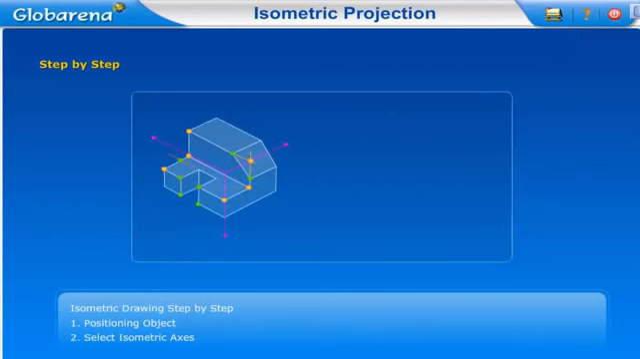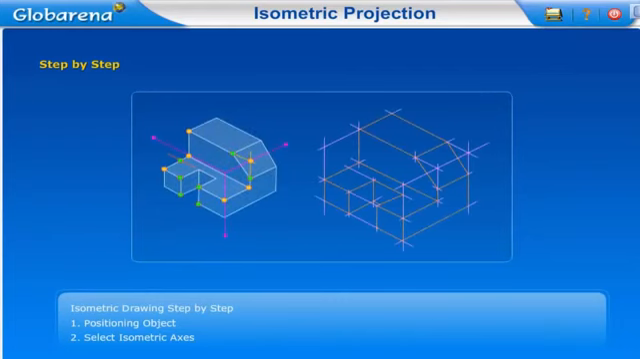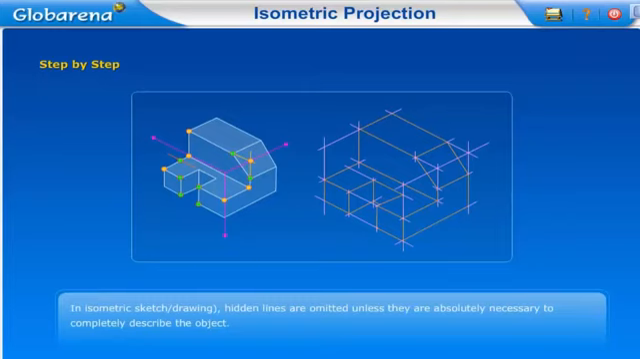Isometric drawing step by step. 1. Positioning object. 2. Select isometric axis. 3. Sketch enclosing view. 4. Add details. 5. Darken visible lines. In an isometric sketch or drawing, hidden lines are omitted unless they are absolutely necessary to completely describe the object.